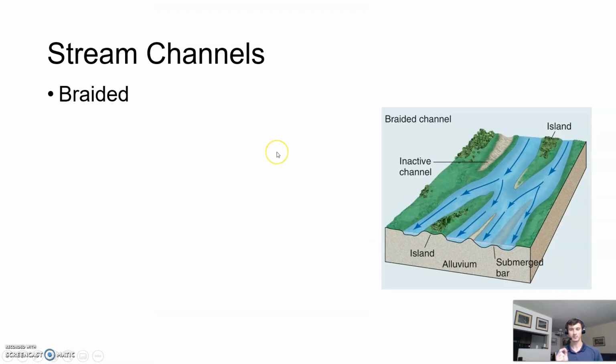Now, you can also have braided streams. So you have these multiple strands of water moving, and each one is separated by these little things in the middle, right? These can be little bars or islands in the middle of the river, a little bit of alluvium, sort of unconsolidated, loose river sediment that is piled up here, and you have these little submerged bars, right? So like an island, but it's beneath the surface. It's not poking up above the surface of the stream.